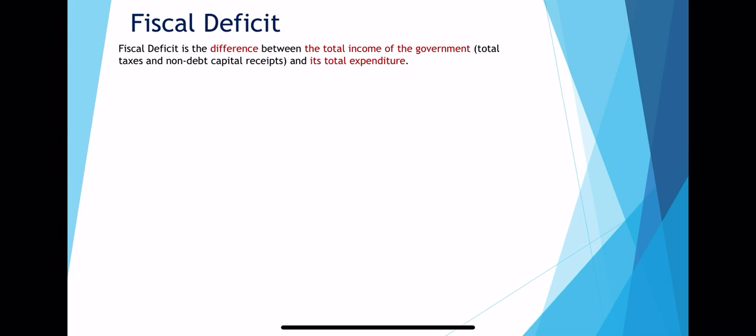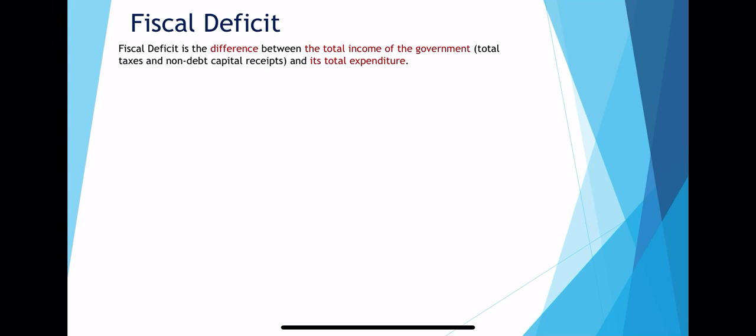So what exactly is fiscal deficit? Fiscal deficit is defined as the difference between the total income of the government and its total expenditure. In very short, it is just the difference of the income and the expenditure. The income of the government is basically the total taxes, whatever money the government gets, and the non-debt capital receipts. So whatever money the government gets becomes the income of the government, and the difference between this and its expenditure is the fiscal deficit.